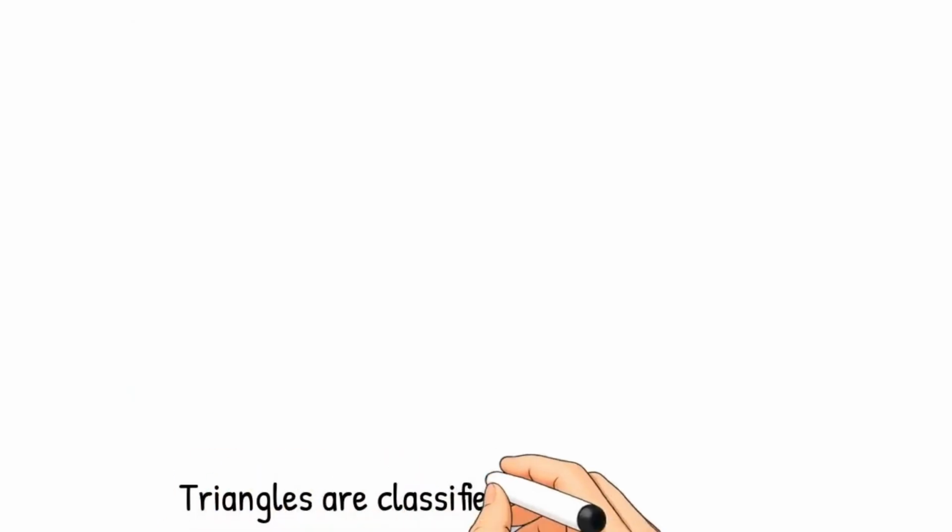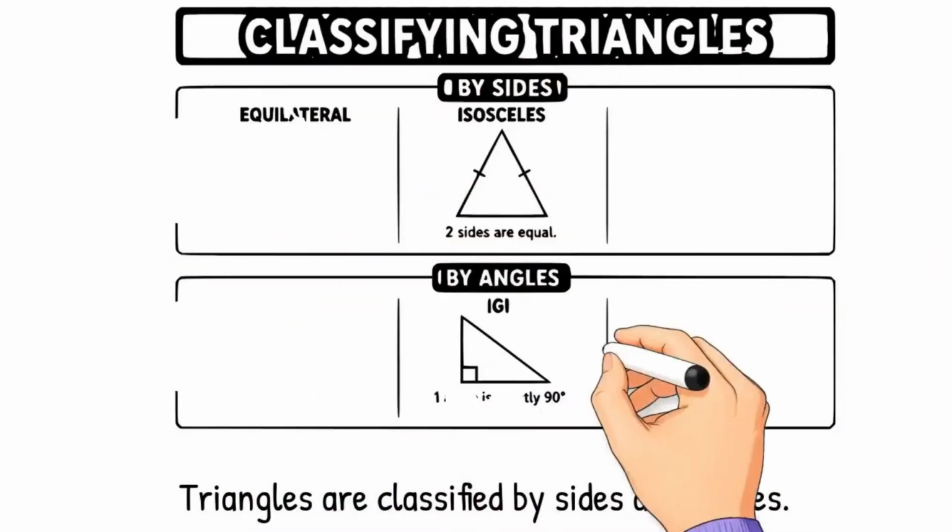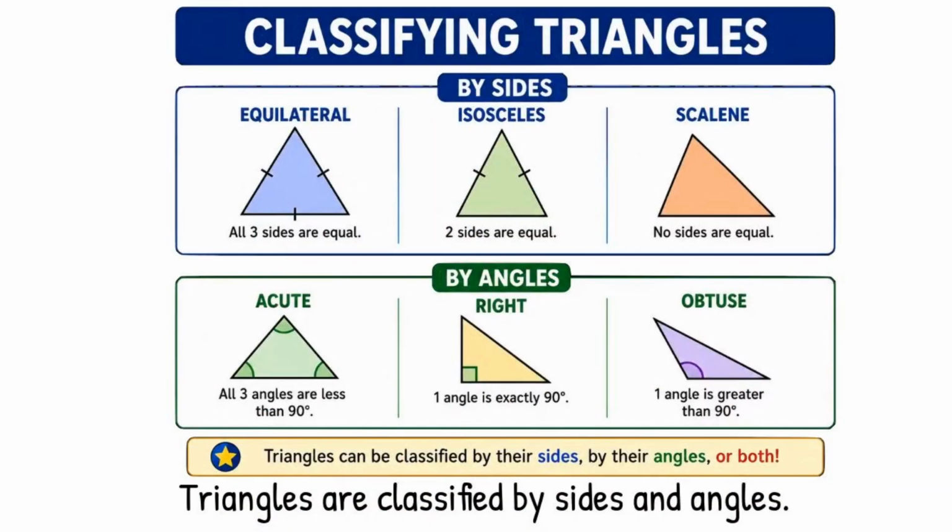Triangles are often classified by their sides. An equilateral triangle has 3 equal sides and 3 equal angles, and each angle is 60 degrees. An isosceles triangle has 2 equal sides and 2 equal angles. A scalene triangle has no equal sides and no equal angles.